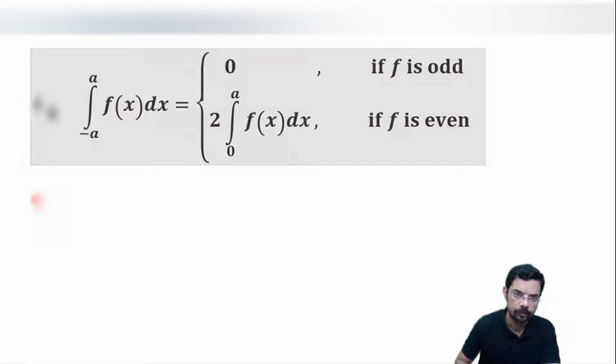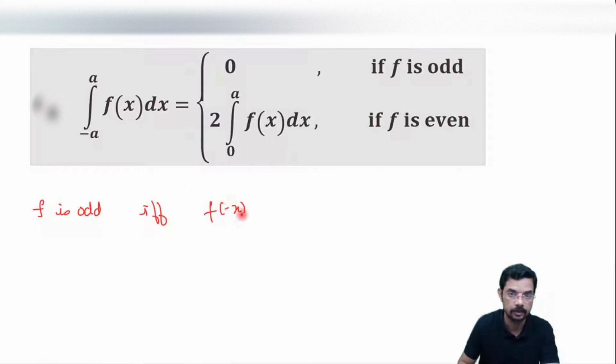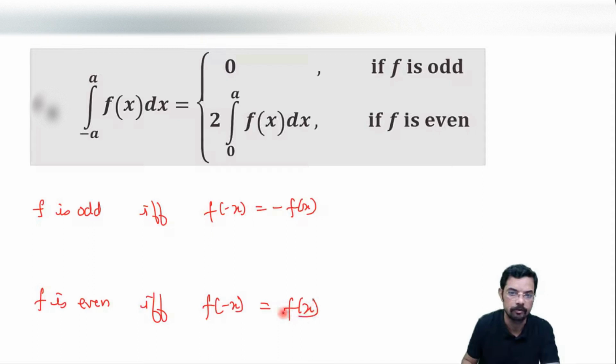Now, what is an odd function and what is an even function? F is odd if and only if f of minus x is equal to minus of f of x. If you replace x by minus x and you get the negative of f of x, then we say that the function is an odd function. Otherwise, f is said to be even if and only if f of minus x is equal to f of x itself.